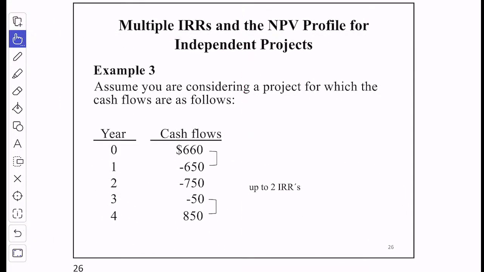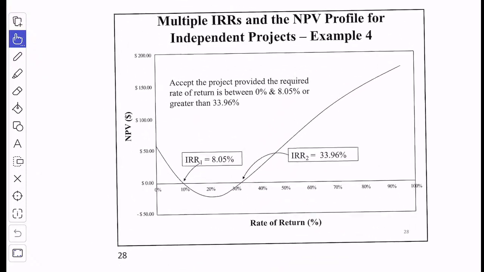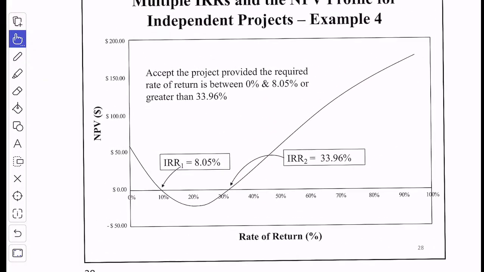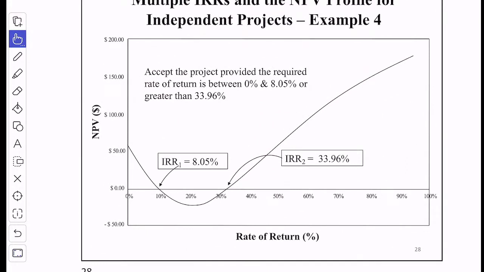And we have one more. I'll just do this one quickly. I'll just talk about it. You guys can practice. Okay, so this one looks like this. So I want to show you this one because it looks different. The NPV will be positive in this range and this range here. So what does that mean? That means that you should accept the project provided that the discount rate or the required rate of return by the company is between 0 and 8.05 or greater than 33.96.